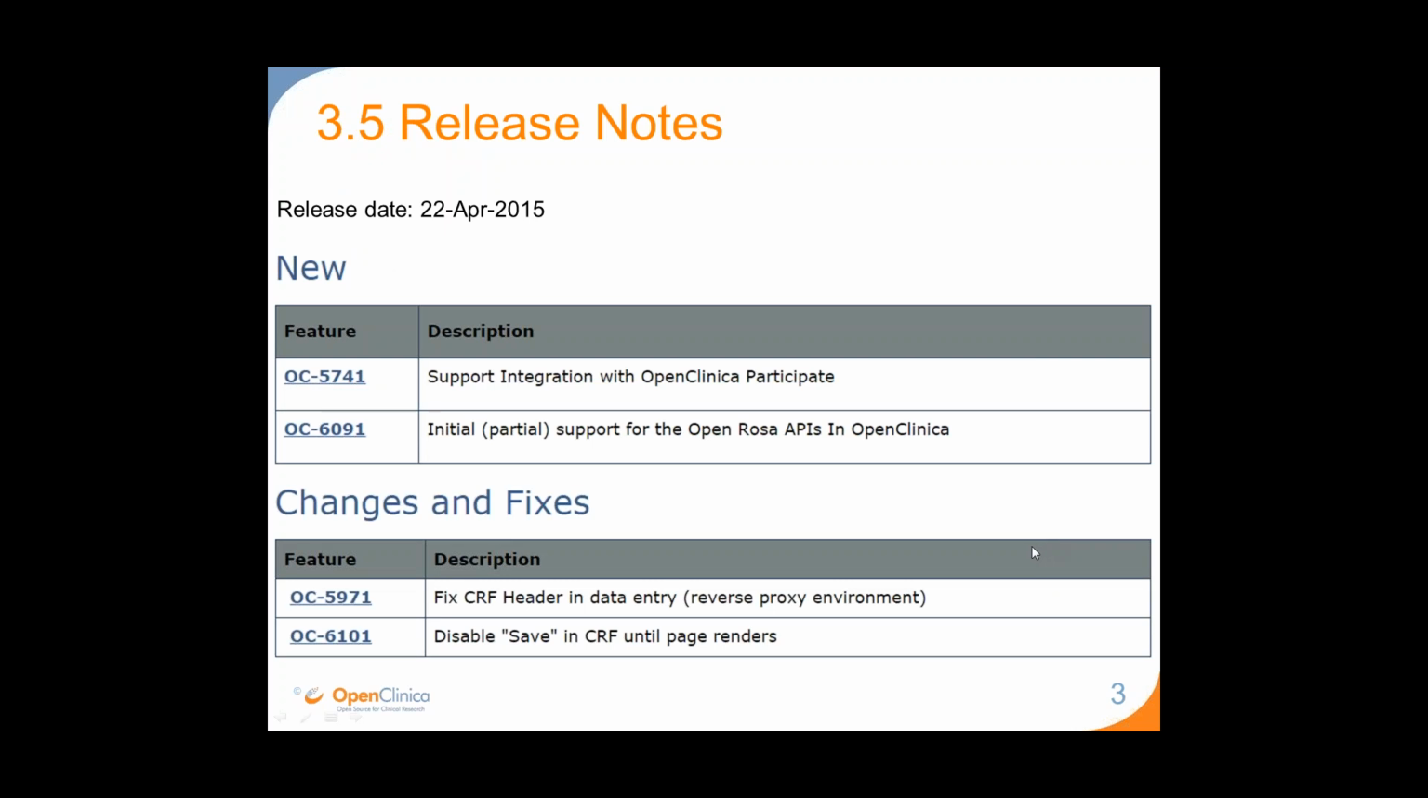For version 3.5, which was released in April of this year, we had a few new features. One was to support integration with OpenClinica Participate, which is our ePro module, an add-on module for OpenClinica. And we also had introduced initial partial support for these things called OpenRosa APIs in OpenClinica, and I'll review what all of this means. And we also had a couple of bug fixes that were released.